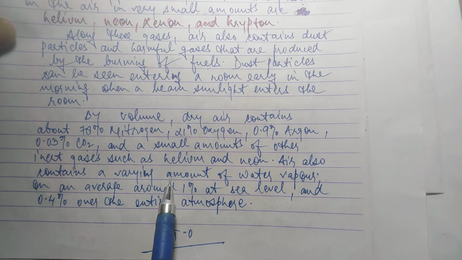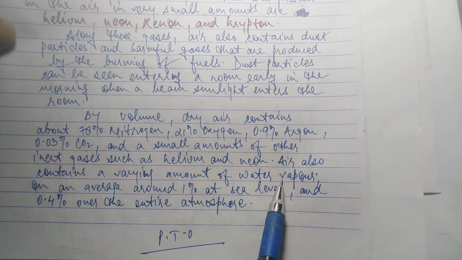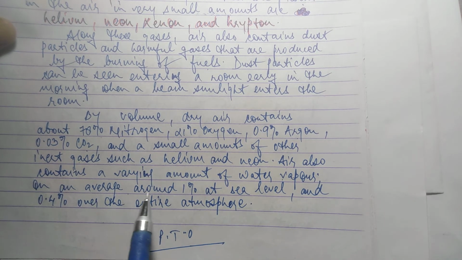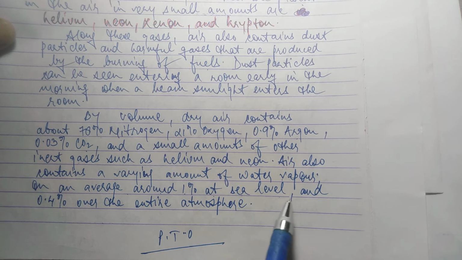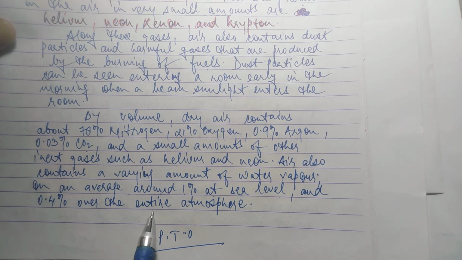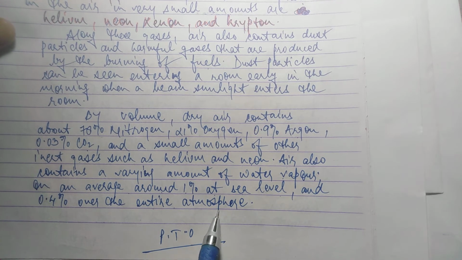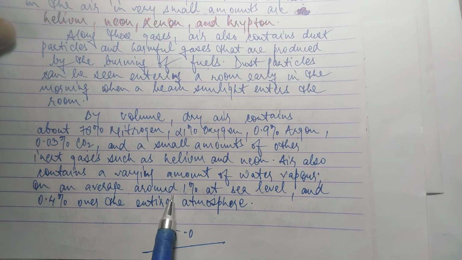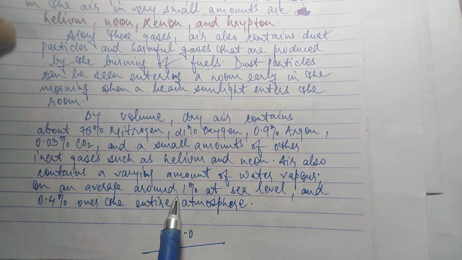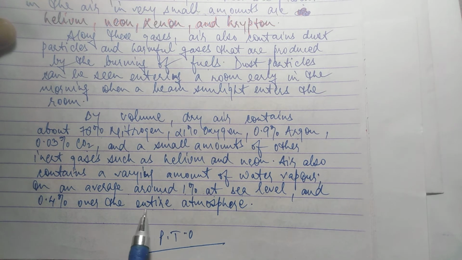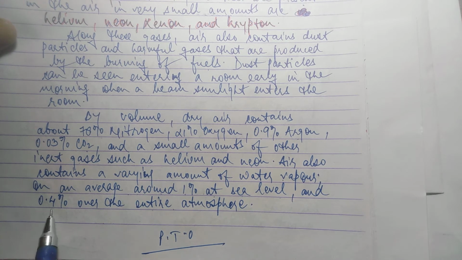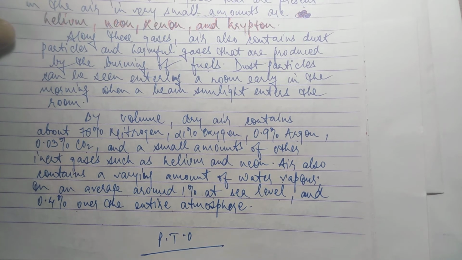Air also contains a varying amount of water vapor, on an average around 1% at the sea level and 0.4% over the entire atmosphere. Near the coastal areas, air contains 1% of water vapor, and in the entire atmosphere it contains 0.4%.